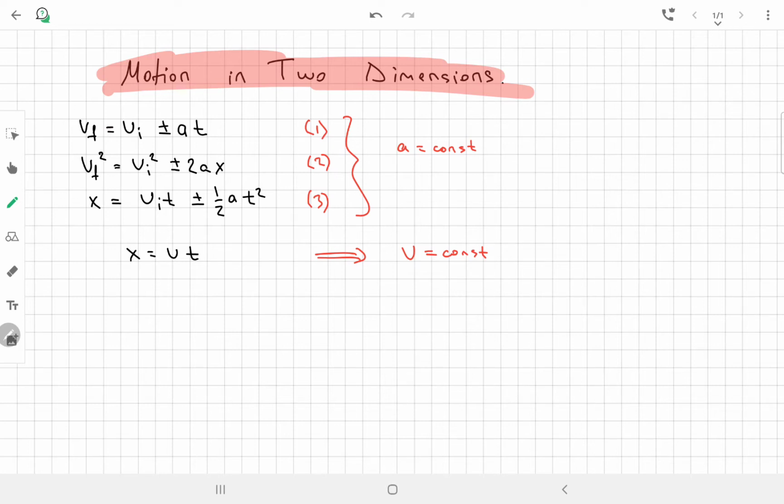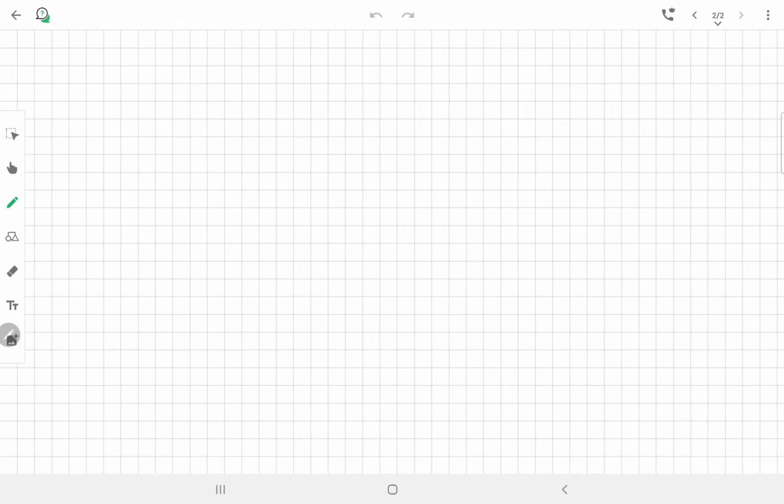So let's continue. Let me create a new page, and let's consider a stone, an object, and let's throw it at an angle to the horizontal, to the surface, to the ground. So the initial velocity, let it be v0, and the angle with horizontal is alpha, let's say. And of course we have gravity downward. Yes, gravity is always downward. For our planet, for the Earth, it's approximately equal to 10.